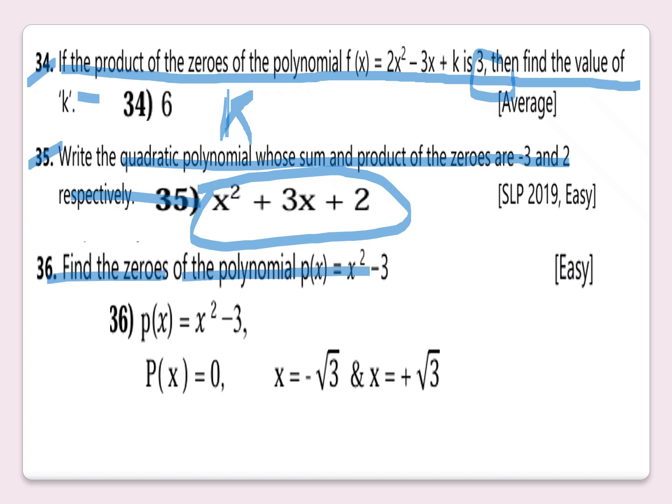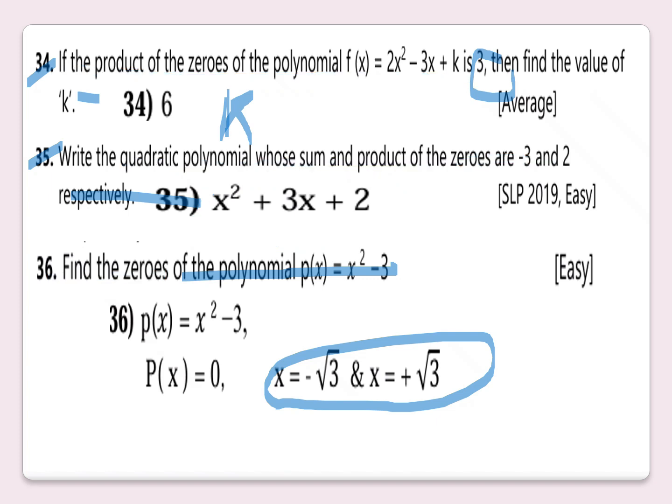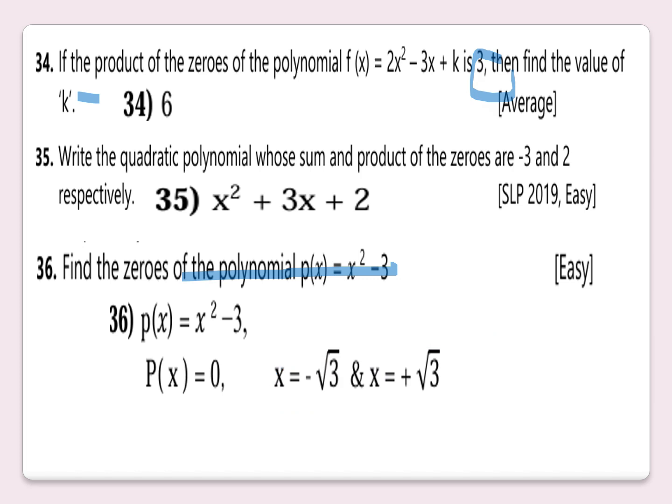Next question, again, zeros of the polynomial means p of x is equal to x square minus 3. 0 means you have to substitute 0 here. So you will get x is equal to minus root 3 and x is equal to plus root 3 as the answer. So till here we discussed question number 34, 35 and 36. So this is regarding the product of the zeros of the quadratic polynomial, how to find the values of sum and product and zeros of the polynomial.